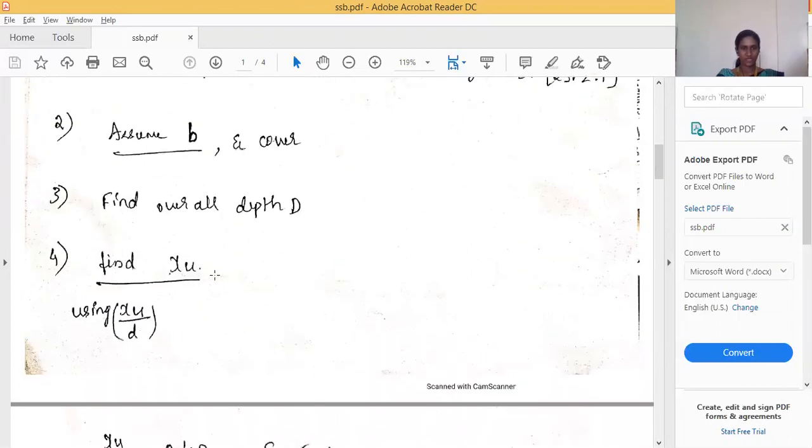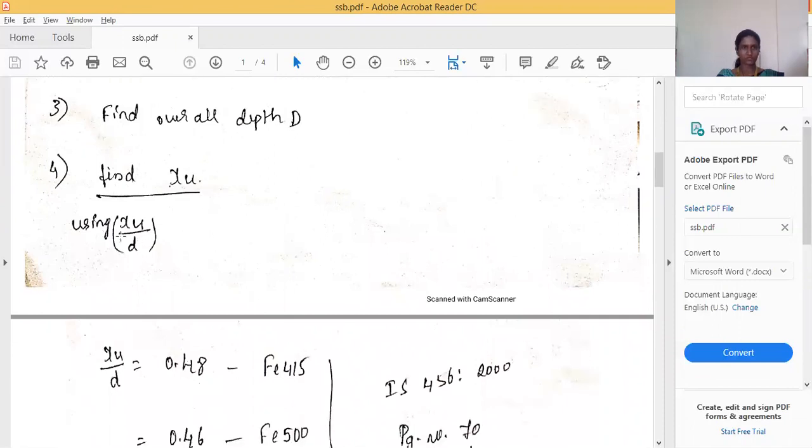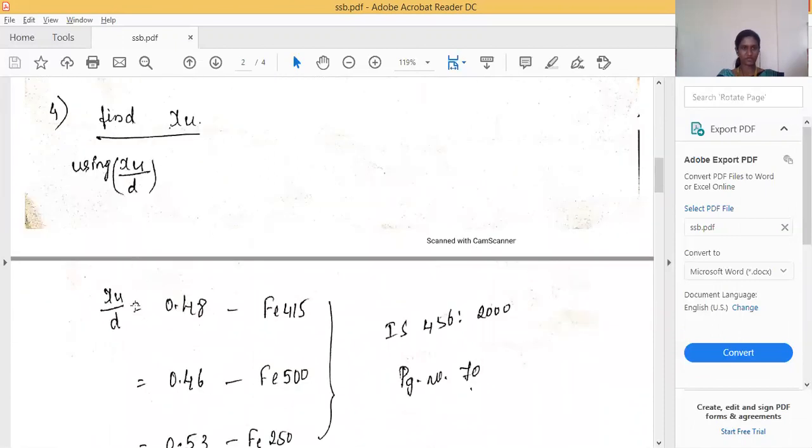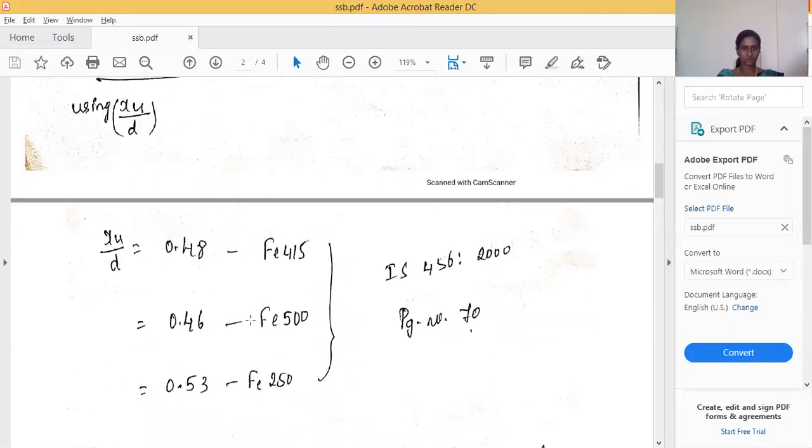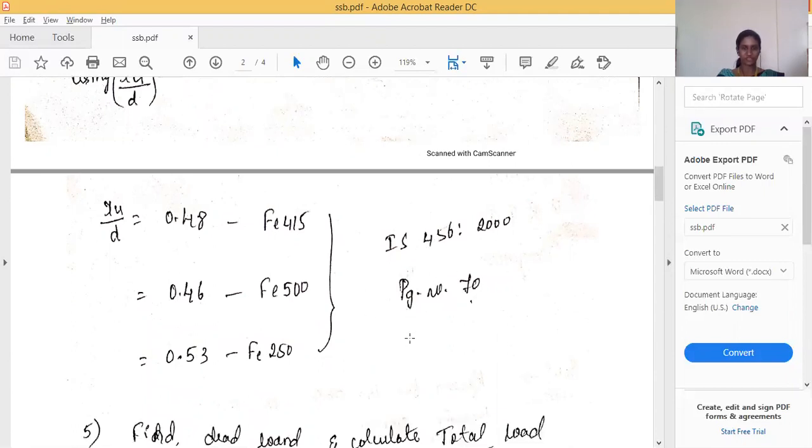And then you have to find out XU. How will you find out XU? So using XU by D. XU by D value you have 0.48 for Fe415, 0.46 for Fe500, 0.53 for Fe250. These values also you will get in IS 456 page number 70.